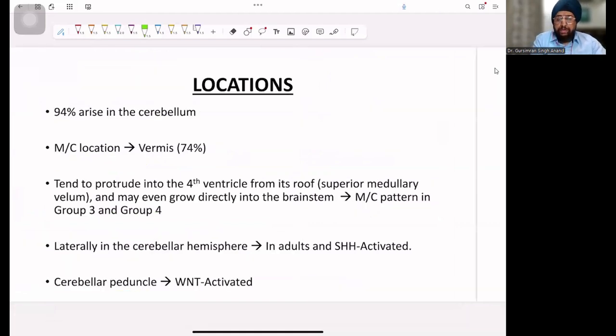Let us look at the location. I told you the most common location is your cerebellum, and inside the cerebellum, 75% you will see in the region of vermis. So that is why they most commonly present as midline tumors. They will tend to protrude into the fourth ventricle from its roof and may even grow directly into the brainstem. Okay.